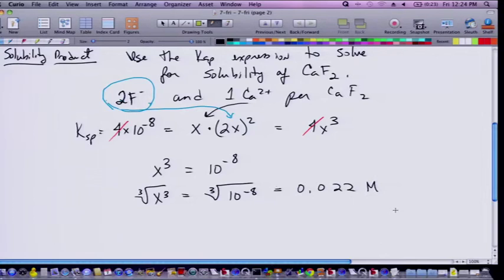And I did that wrong. There's another 0 in there, I'm sorry. And so it's about 2.2 millimolar. And remember that these units are molar.